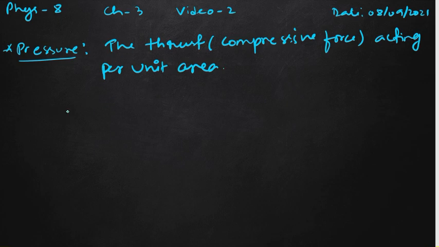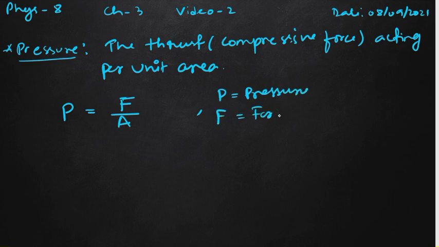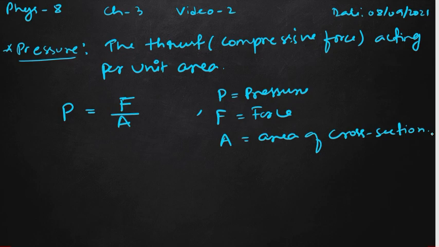If we see the formula, what is pressure? If we represent pressure by P, then it is force acting per unit area. Per means the area will be in the denominator. Here P is pressure, F is force and A is area. What is A? Area of cross section on which the force is acting. So P equals F by A. Using this we can solve numerical problems also.